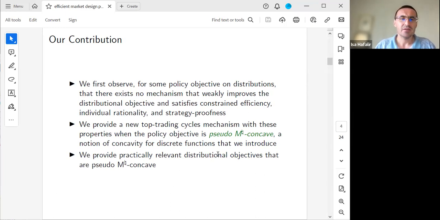Then we look for a sufficient condition on the distributional objectives such that we will have a mechanism that satisfies these properties. The sufficient condition we came up with is called pseudo M-natural concavity. I will tell you the definition in a few slides. When the policy objective satisfies this condition, we provide a top trading cycles mechanism that satisfies all the desired properties. And in the later parts of the paper, we also provide practically relevant distributional objectives that satisfy our sufficient condition of pseudo M-natural concavity.